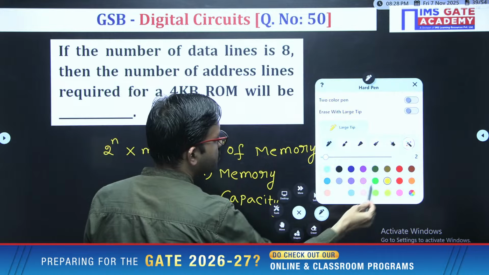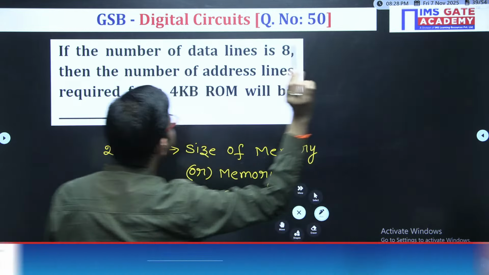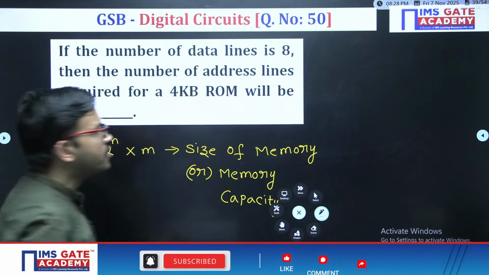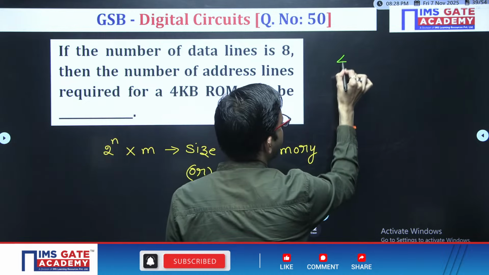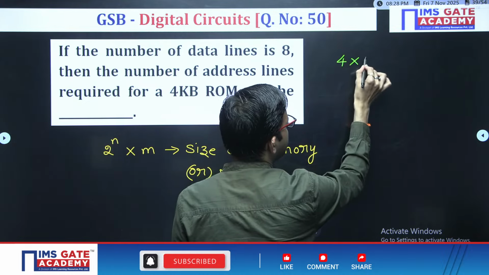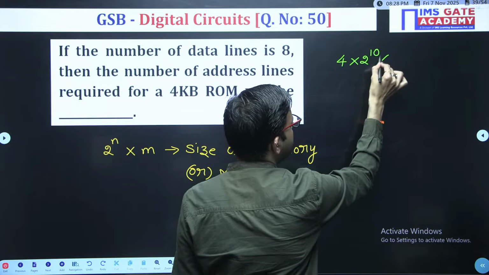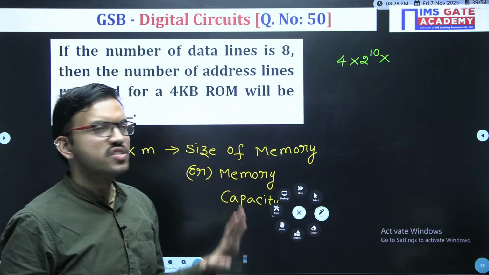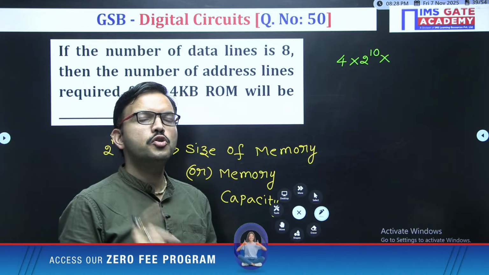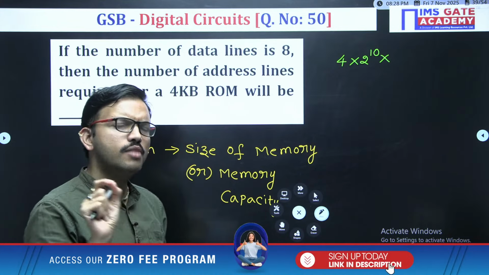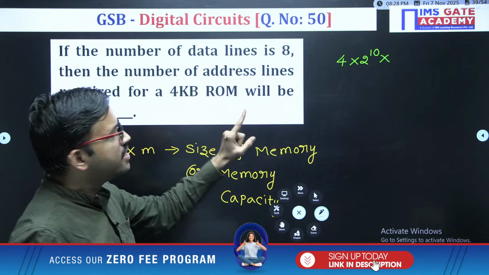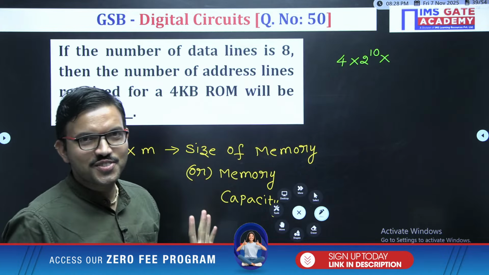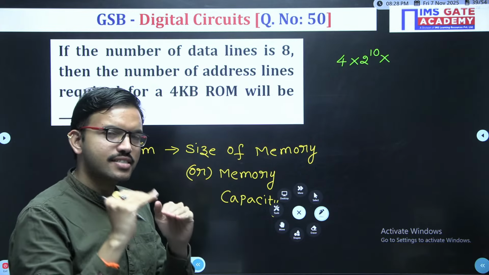In this question they have given a 4 KB ROM. 4 KB means what? 4 you can write as it is. Kilo is nothing but 2 power 10. In general, kilo is nothing but 1000. With respect to digital circuits, microprocessors, semiconductor memories, etc., 2 power 10 is nothing but 1024. It is almost closer to 1000. Okay, but exact value means 1024.